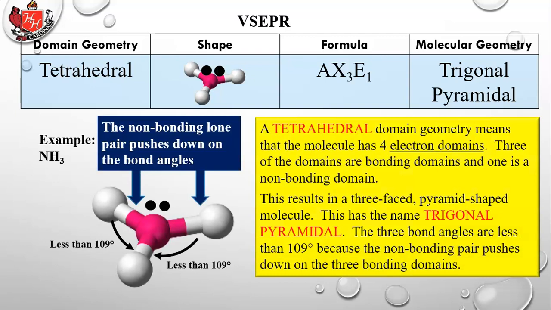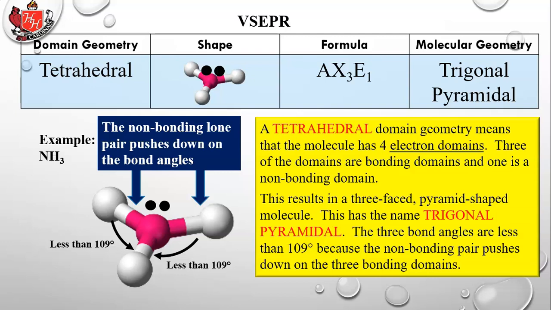Okay, now we're still in the tetrahedral family, the tetrahedral domain geometry, meaning we have a total of 4 electron domains. But if you look at the formula, you see that we have 3 that are bonding, that's the X3, and 1 that is non-bonding or lone pair. And that's called a trigonal pyramidal, or you can say pyramidal if you want.